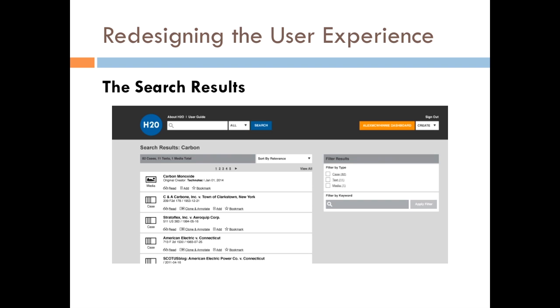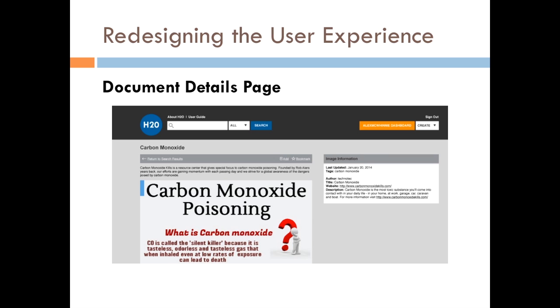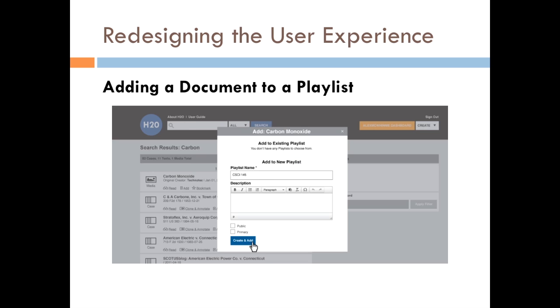Document type thumbnails are now clearer, along with redesigned icons for actions such as clone and add, and filtering has been improved to include checkboxes that let the user filter multiple types, and is also no longer confusingly referred to as advanced search. The redesigned document details page includes the addition of a link to return the user to the search results, an improved location for the add and bookmark buttons, and a simplified image information panel.